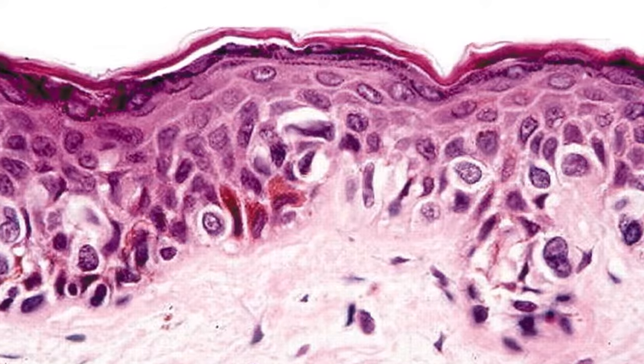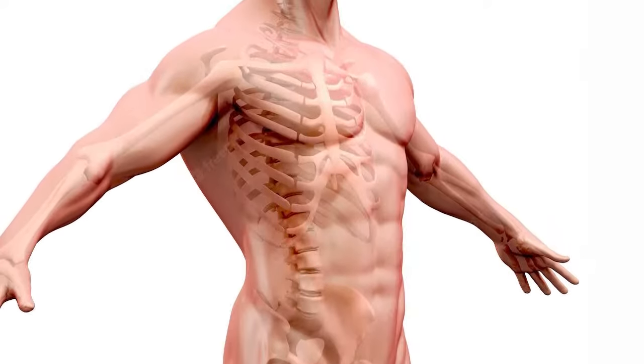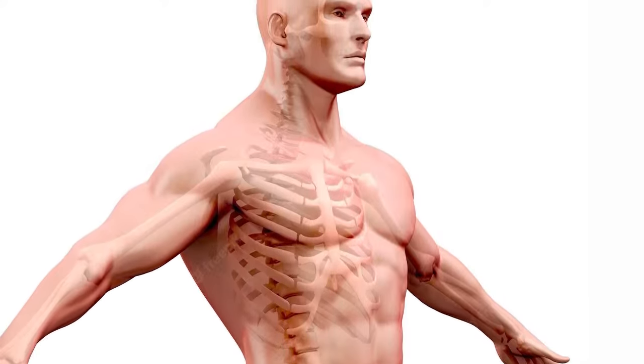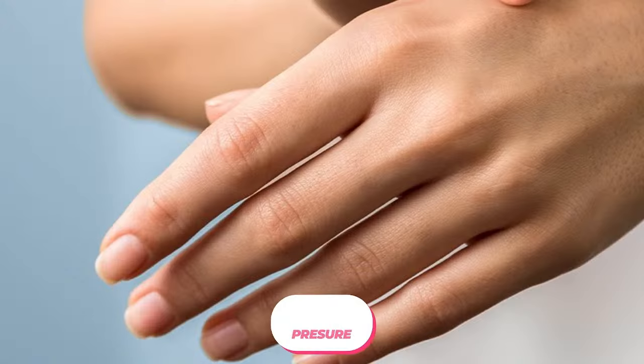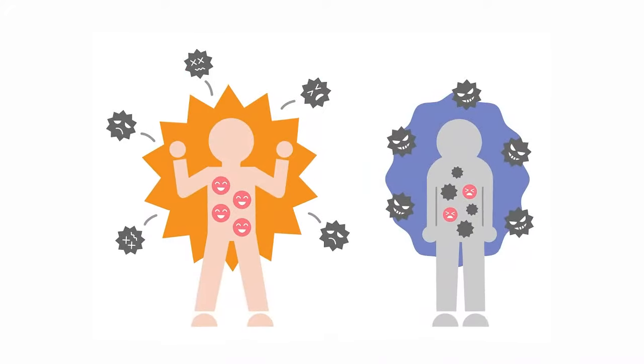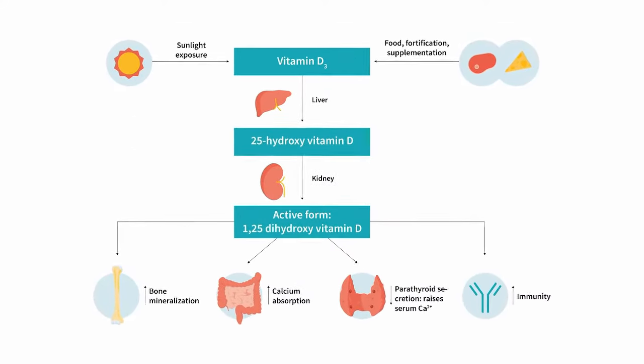Overall, the integumentary system is a complex and vital part of the body that plays a crucial role in protecting the body from the outside environment, regulating temperature, and sensing touch, pressure, and pain. It also plays a role in the body's immune response, vitamin D production, and other important functions.